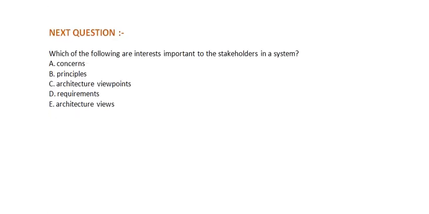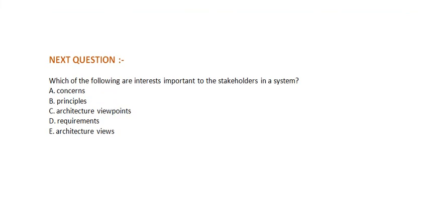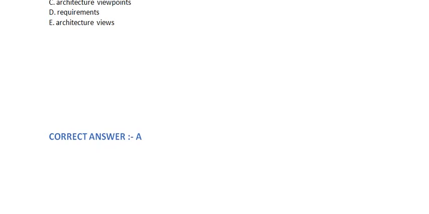Next question is, which of the following are interests important to the stakeholders in a system? Option A, concerns. Option B, principles. Option C, architecture viewpoints. Option D, requirements. And option E, architecture views. The correct answer is option A.